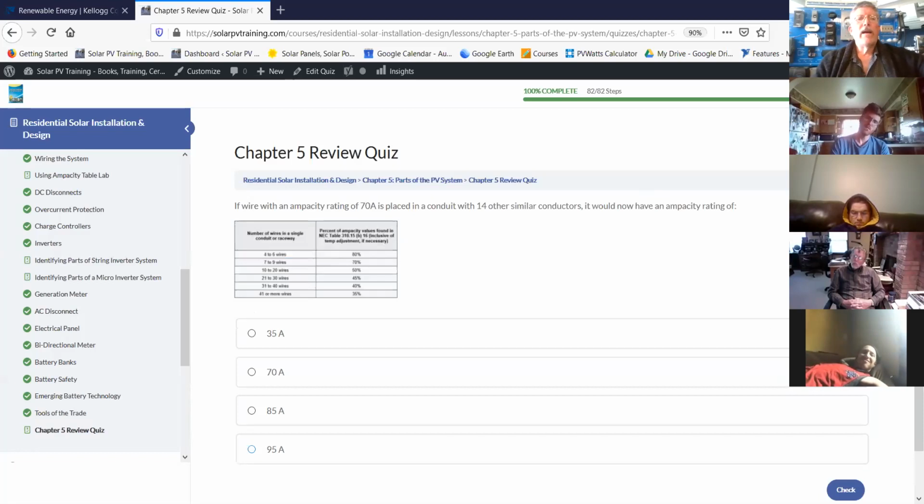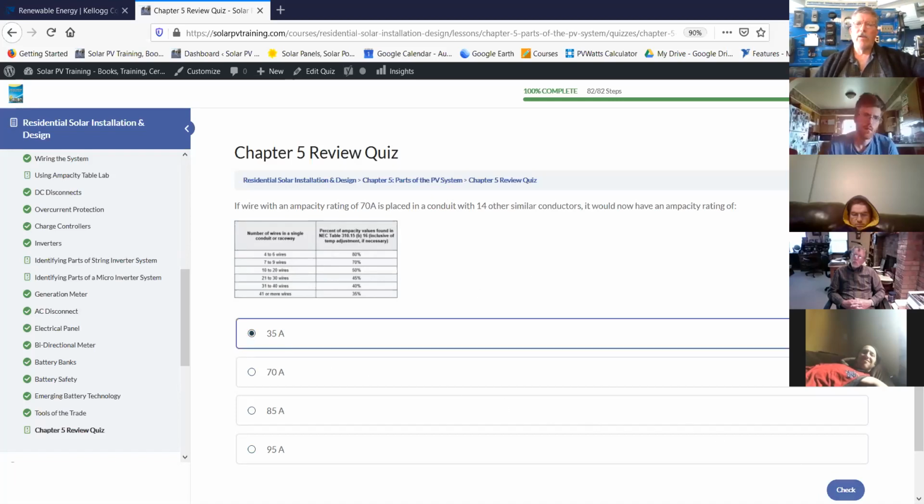All right, if a wire with an ampacity rating of 70 amps is placed in a conduit with 14 other similar conductors, it would have an ampacity rating of what? So we look at this chart. We're basically having 15 conductors, and here it says between 10 and 20, it's got to be derated by 50%. So if that wire was able to carry 70 amps, it can now only safely carry 35 amps.